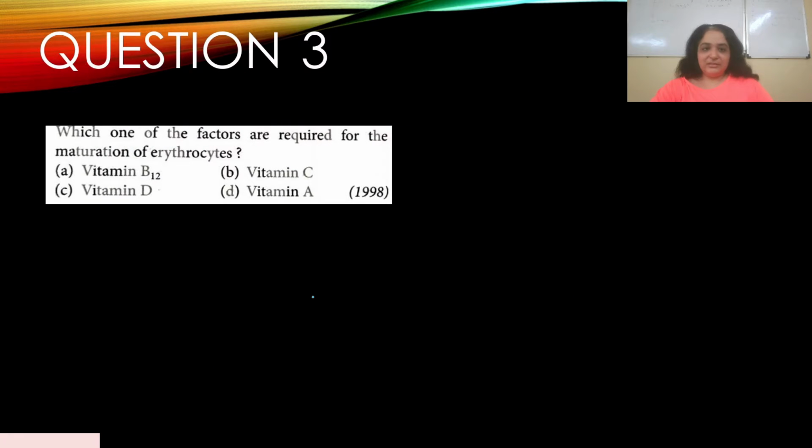Question number 3. Which one of the factors is required for the maturation of erythrocytes? This appeared in the year 1998. A. Vitamin B12, B. Vitamin C, C. Vitamin D, D. Vitamin A. So clearly it is A, vitamin B12. This is one of the factors required for the maturation of erythrocytes. The answer is A. Let's go to the discussion.